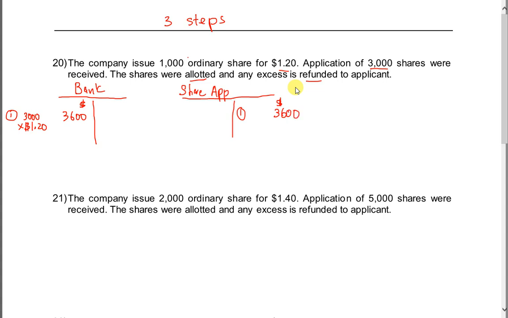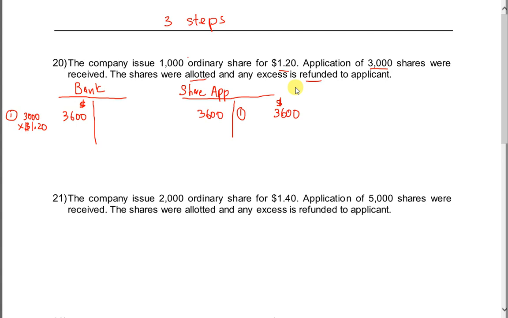Okay, so I received the application, and the application is now closed, and it's time to see who gets my share. Only 1,000 shares will be allotted. So I will debit 3,006.